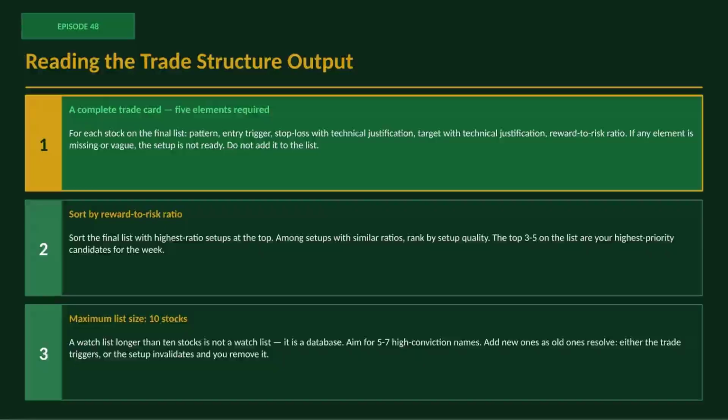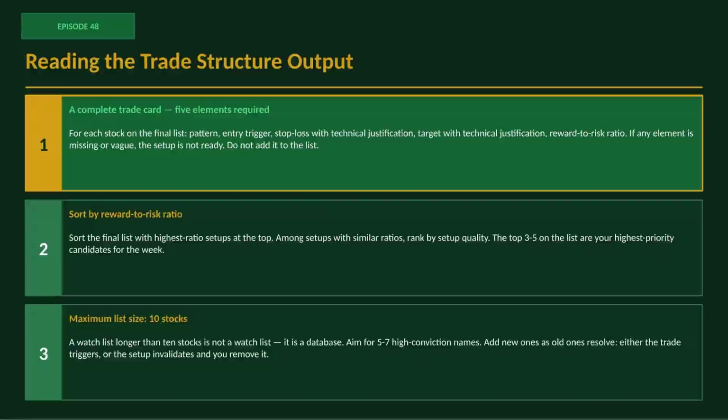Maximum list size. A watch list longer than 10 stocks is not a watch list. It is a database. You cannot monitor 10 setups closely enough to execute well. Aim for 5 to 7 high conviction names at any given time. Add new ones as old ones resolve. Either the trade triggers and you enter, or the setup invalidates and you remove it.